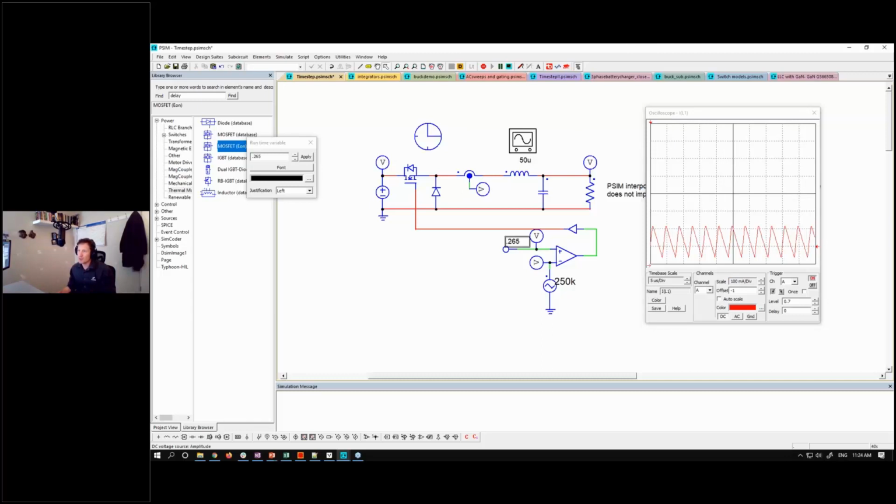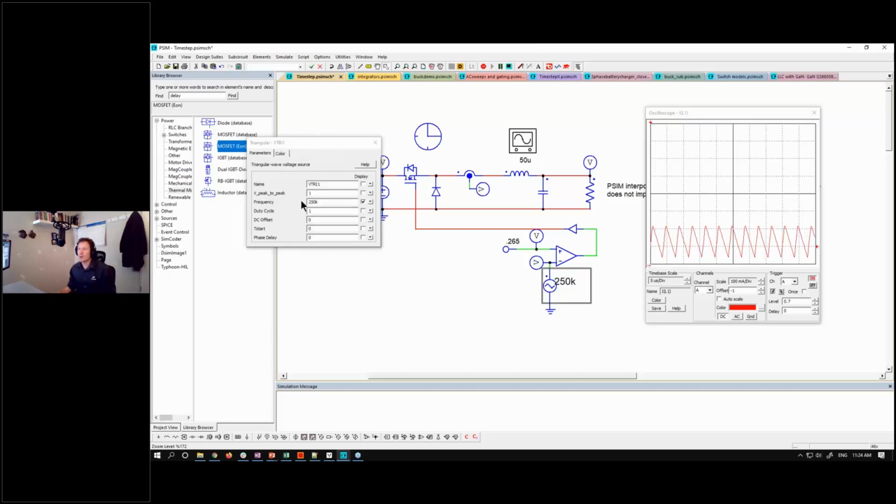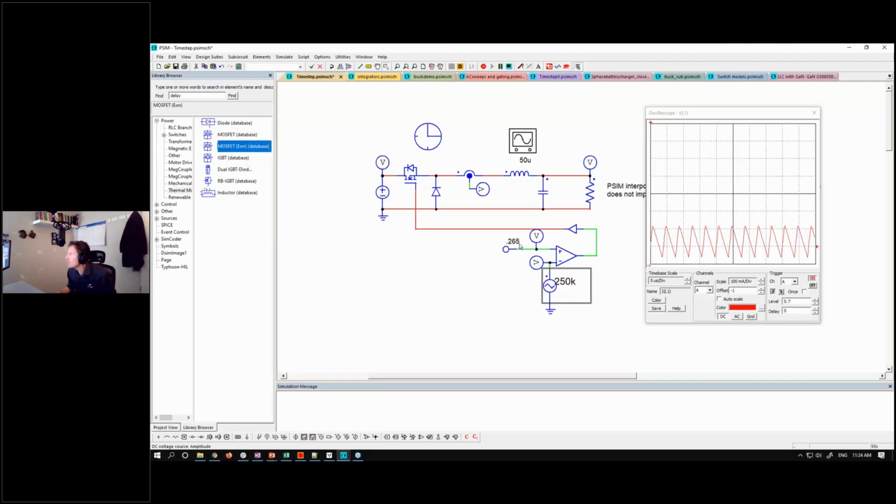Now I'm going to change the duty cycle. So this is per unit. So my modulation carrier waveform is 0 to 1. Right now I'm running with a duty cycle of 0.26, so 26.5%. Okay, so we could drive that even a little bit lower. So what I'm going to do is subtly change the duty cycle.